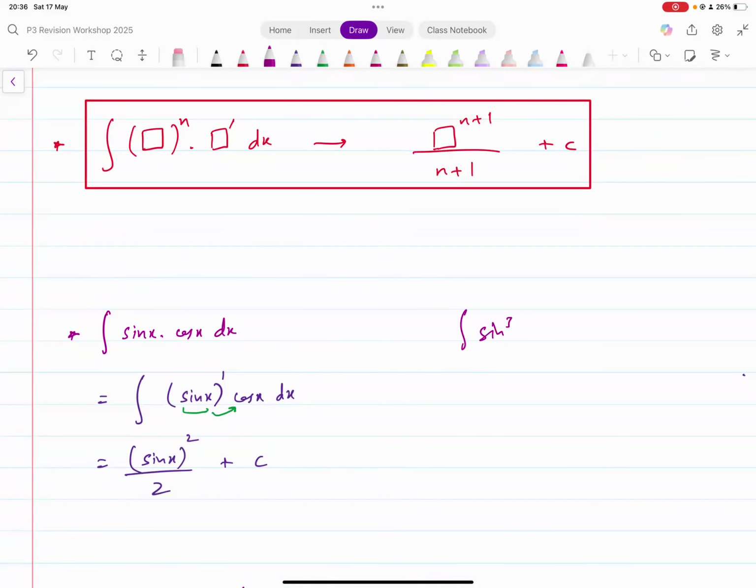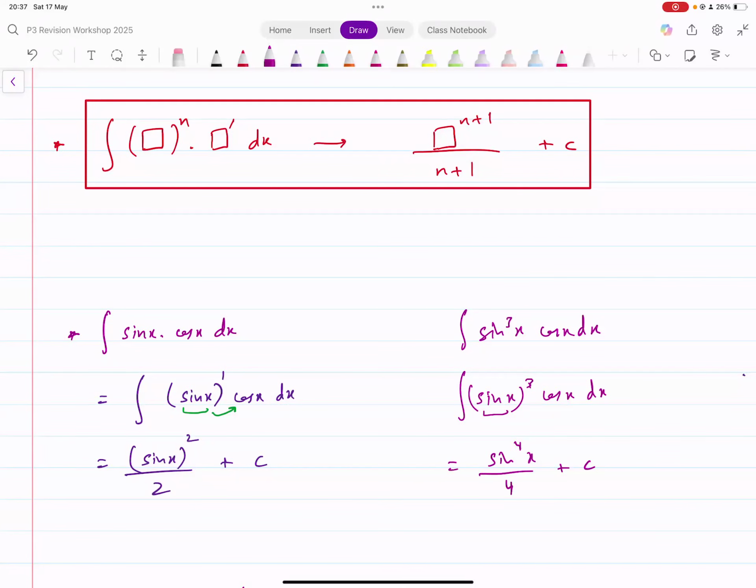Okay. Take another example. If you had, for instance, sine cube x into cos x with respect to x, you could say that is sine of x whole cube into cos x. If you want to integrate this, the derivative of this thing is multiplying outside. The integration is going to be sine raised to power 4x divided by 4, and that's your integration.